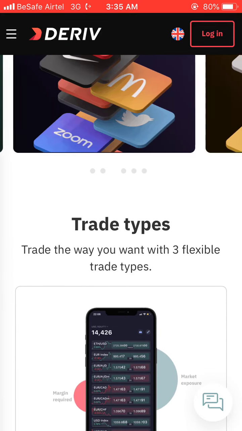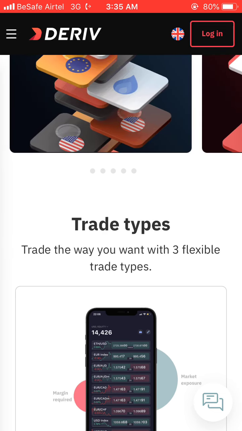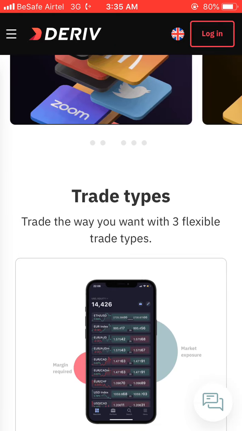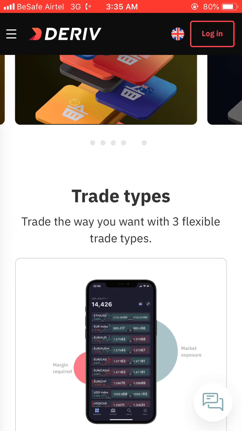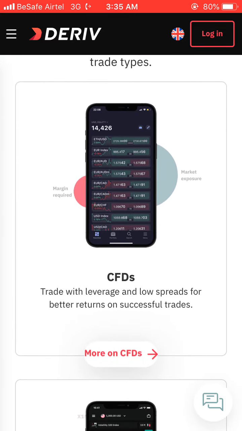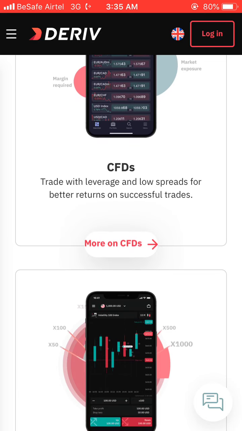They have different types of pairs to trade, which are the ones I mentioned earlier. Trade the way you want with three flexible trade types. You can trade on this platform with three different trade types, which is first CFDs. You can trade on CFDs, which is trading with leverage and low spread for better returns on successful trades.